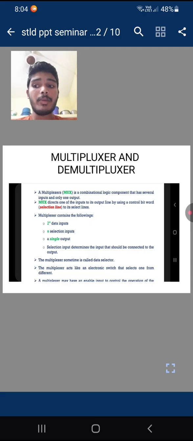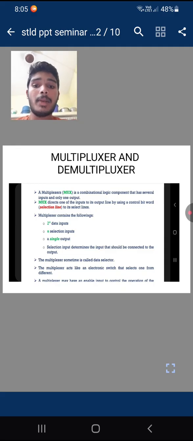At any instant of time, one of the inputs of the multiplexer is selected. That is called the selected input, and the selected input reaches the output. A multiplexer contains 2 power n data inputs and n selection inputs. There are many inputs, but the output is only one, based on the selection inputs. The multiplexer is sometimes called a data selector because it selects the data inputs. The multiplexer acts as an electronic switch that selects one from different inputs.